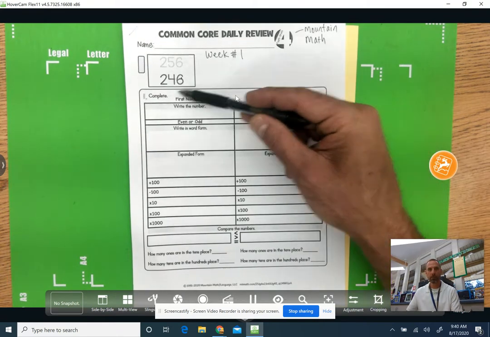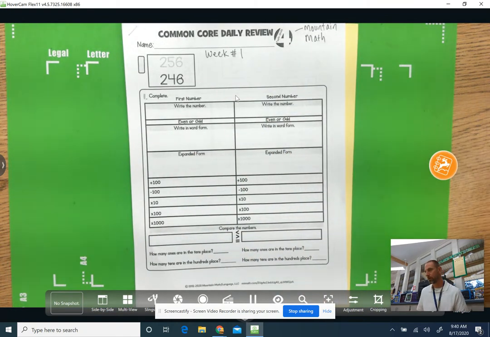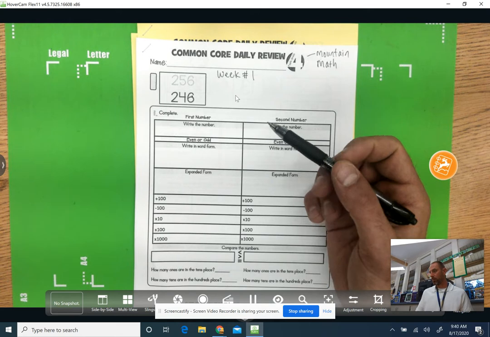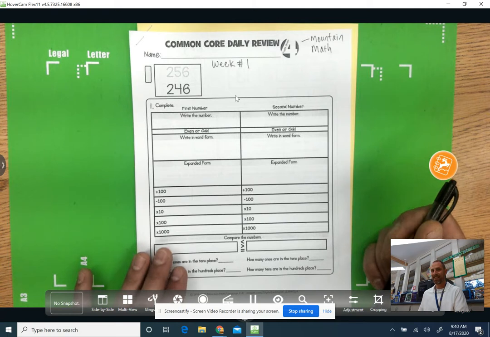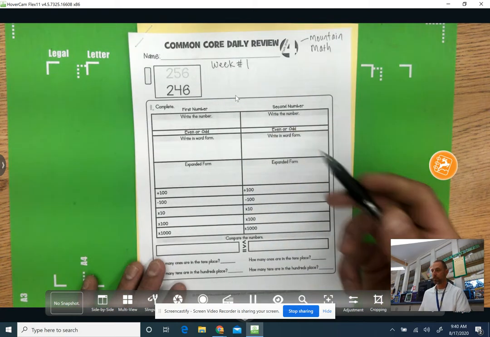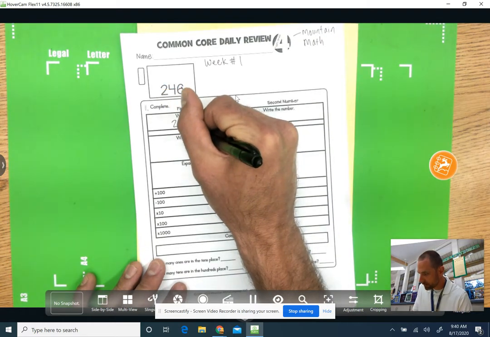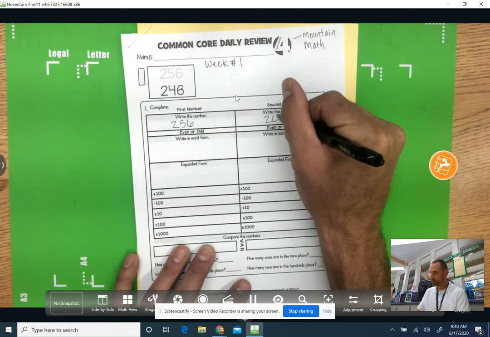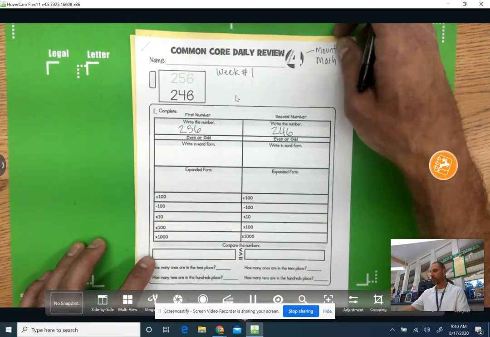We are going to be able to complete this entire box using the numbers 256 and 246. So it goes a little something like this. For number 1, we have first number and second number. So we have 2 columns. We're going to be doing the same thing with each one of these numbers. And so our first number says write the number 256, and then second number 246.